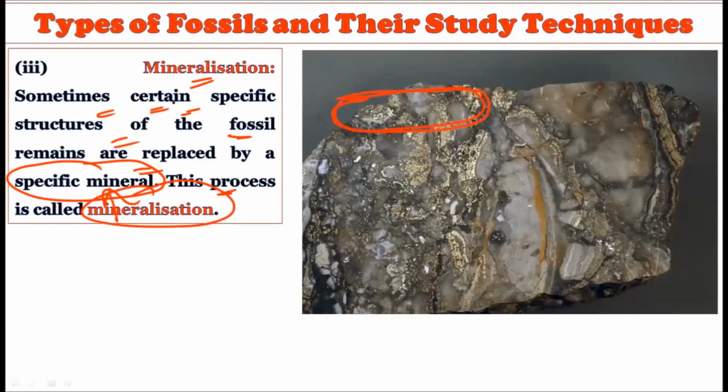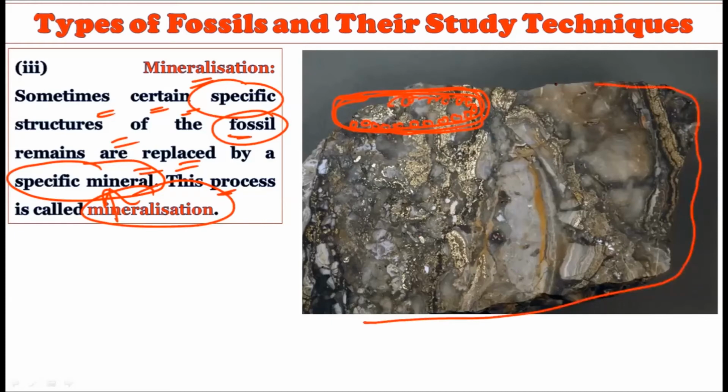For example, sometimes the specific structure of the fossil remains gets replaced with a specific mineral. Whatever the specific minerals are, they replace the original structure. As you can see in this picture, this is a fossil, but it got replaced completely by the mineral, and the process is called mineralization.